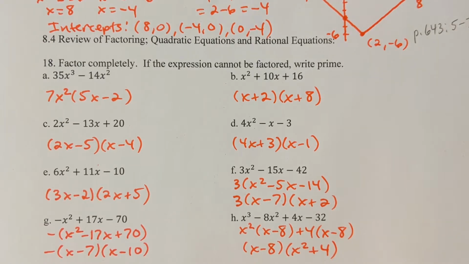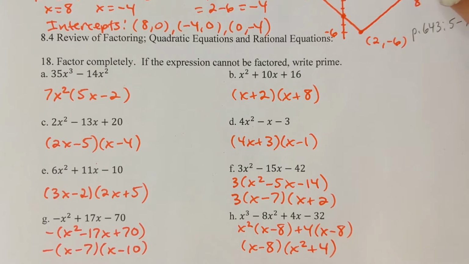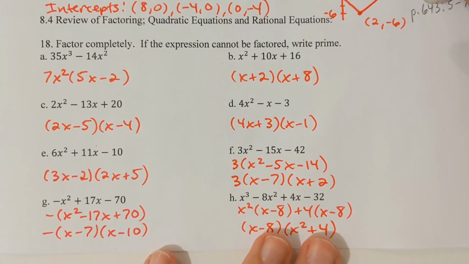Problem 18 is just a bunch of factoring review problems. So we're going to factor completely. If the expression cannot be factored, write prime. Now, the first thing that we want to do when it comes to factoring is we want to determine if there's a common factor in the terms.